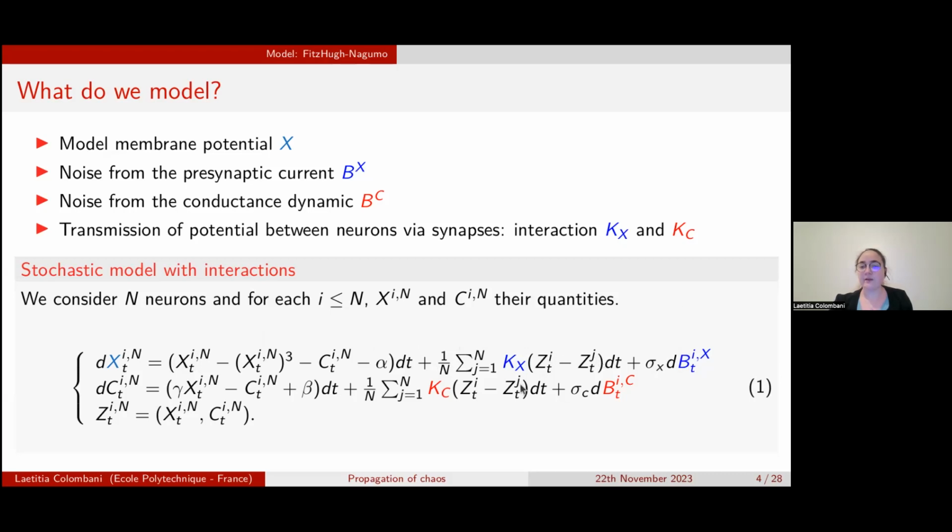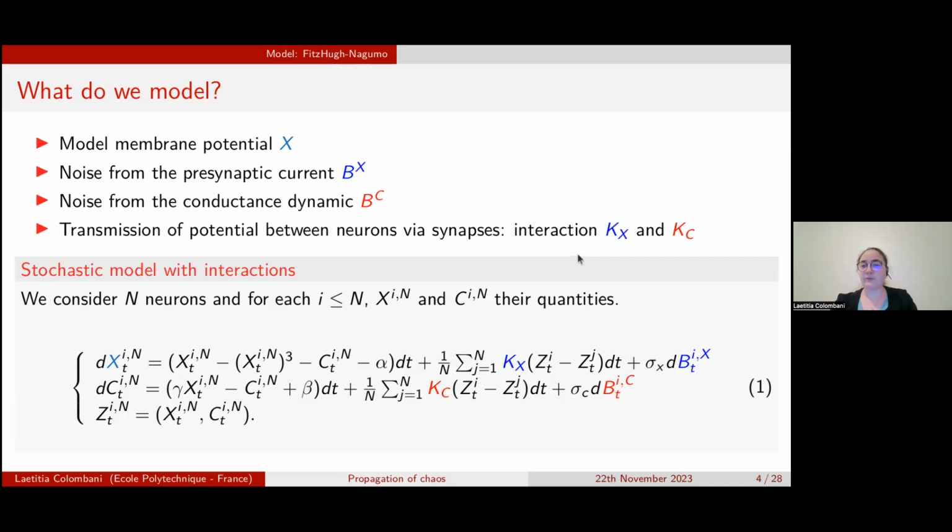interaction. Here, the interaction is called mean field because we consider the mean of all the interactions. It's a way to control the interaction and to be sure that we don't have an explosion of interaction because we have a lot of neurons. And the number of neurons will grow with time, and to be sure that the interaction is bounded, we consider the mean field interaction.